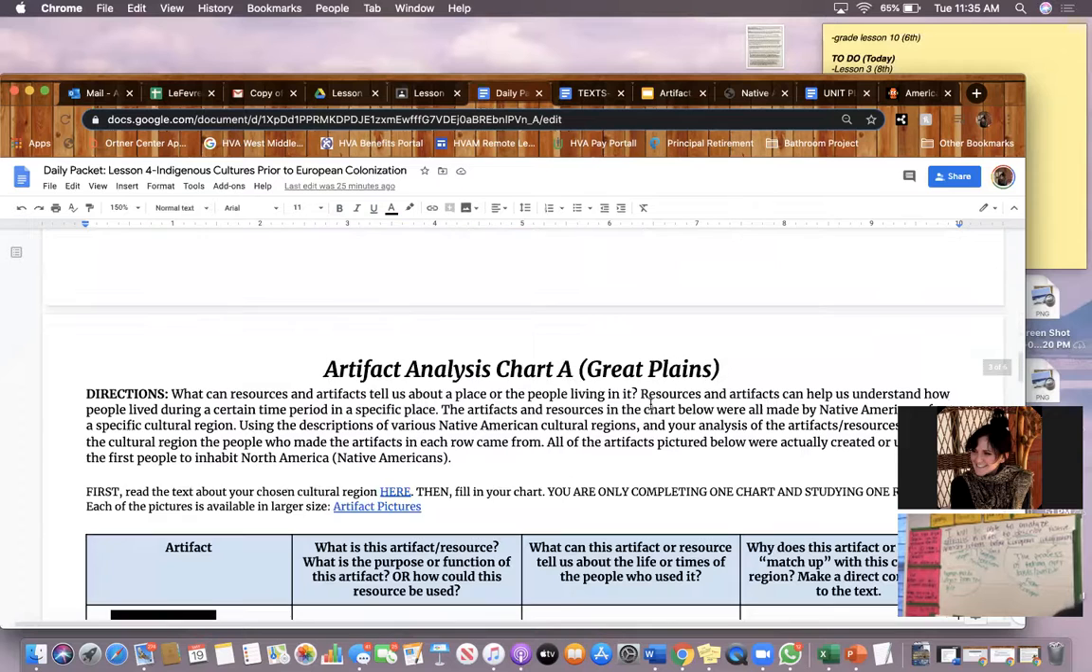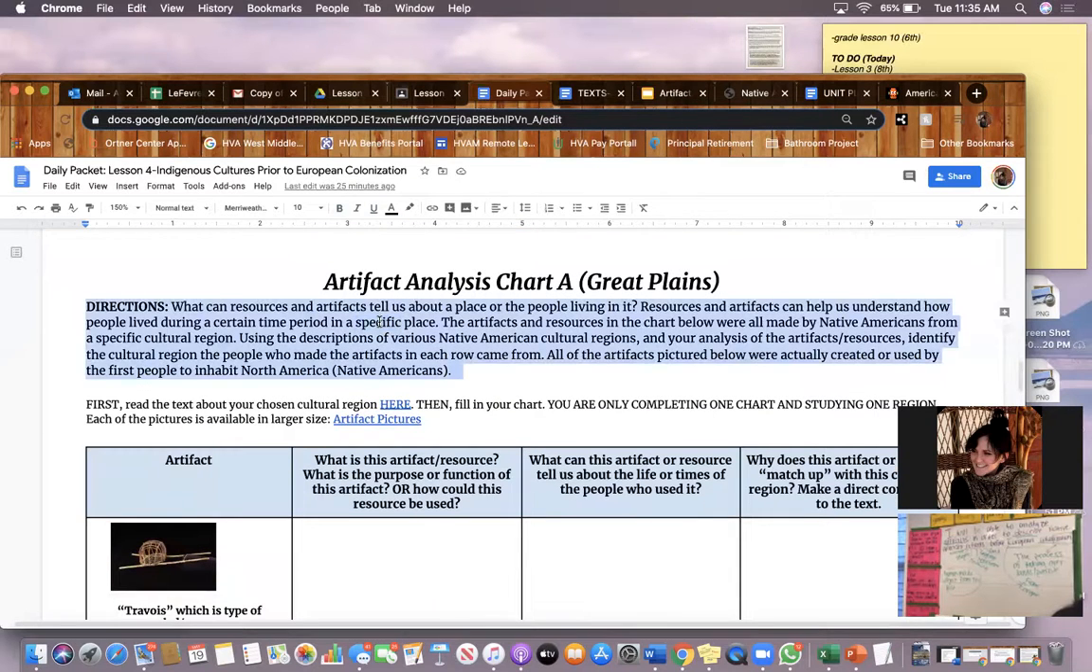So scroll to the 3rd page, and you'll find your artifact analysis chart. Directions. What can resources and artifacts tell us about a place or the people living in it? Resources and artifacts can help us understand how people lived during a certain time period in a specific place. The artifacts and resources in the chart below were all made by Native Americans from a specific cultural region. Using the descriptions of various Native American cultural regions and your analysis of the artifacts and resources, identify the cultural region the people who made the artifacts in each row came from.